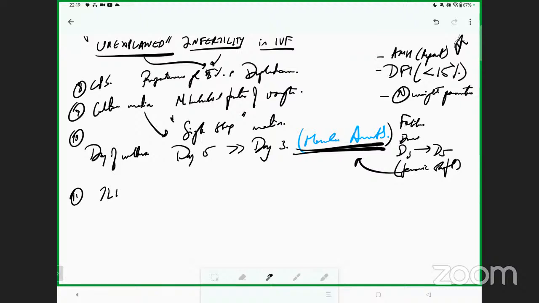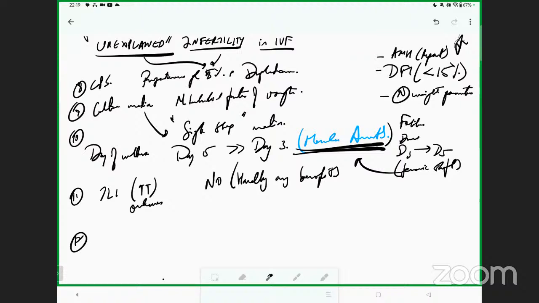Can you use time lapse imaging to enhance the outcomes of these patients? The answer is no. I personally think it has hardly any benefit in improving the outcomes for these patients. It has hardly any benefit.